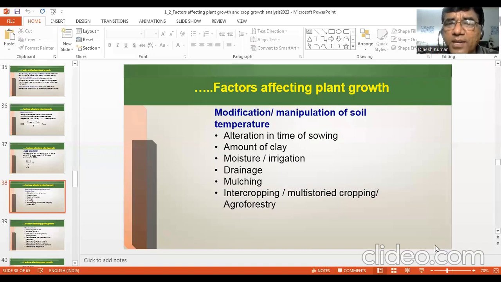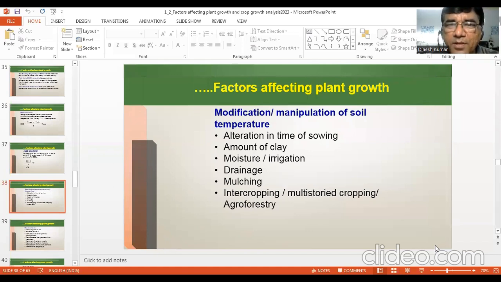Now, can we manipulate the effect of the soil temperature? Yes, up to some extent, we can do it. Alteration in time of sowing, as I was referring the case of wheat, where you can have forced maturity in the month of March and April. If you bring sowing time a little early, say in October, then this manipulation in sowing time can alter the receipt of high temperature during flowering or grain filling period.